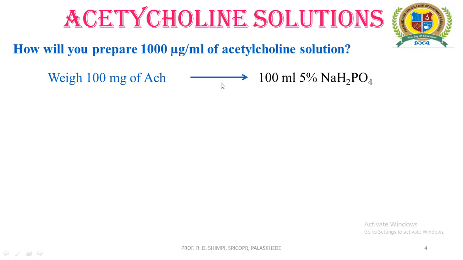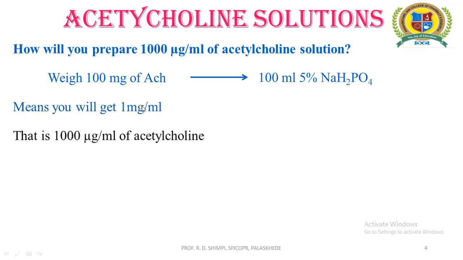If you have to prepare 50 ml of the solution, you need to weigh 50 mg of acetylcholine, but the condition is that your balance should be so advanced that it can weigh such a minimum quantity as 50 mg or 25 mg. So if you want to prepare only 25 ml of 1000 microgram per ml, you can weigh 25 mg of acetylcholine and dissolve it in 25 ml of 5% NaH2PO4. Means now whatever solution we have prepared will have a concentration of 1 mg per ml.